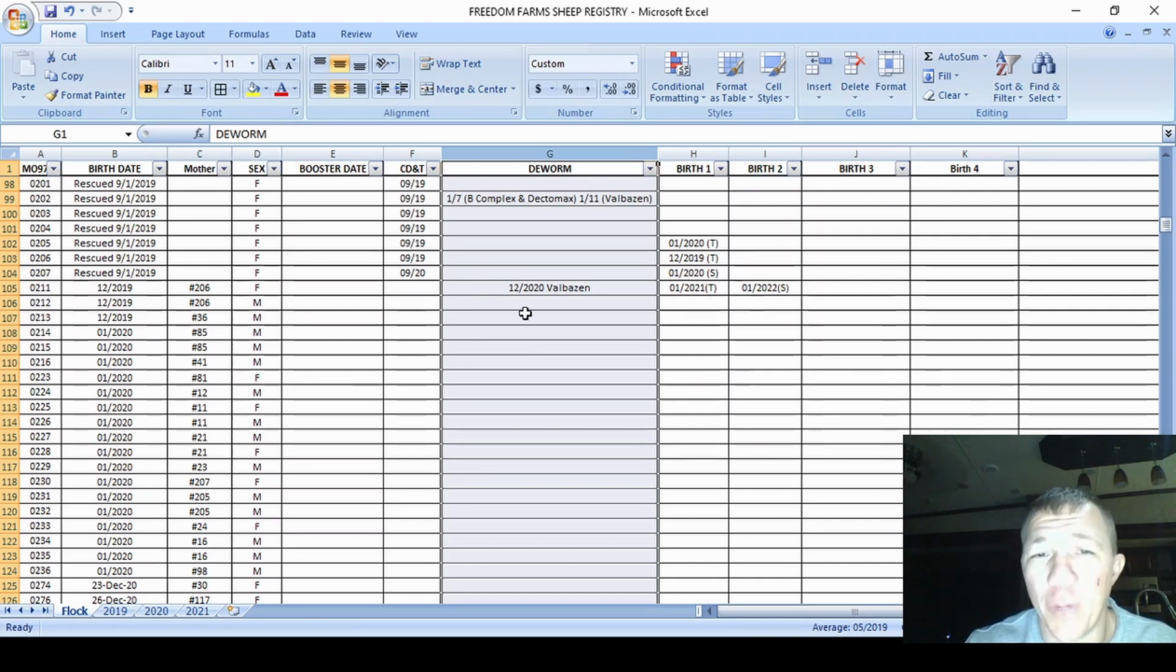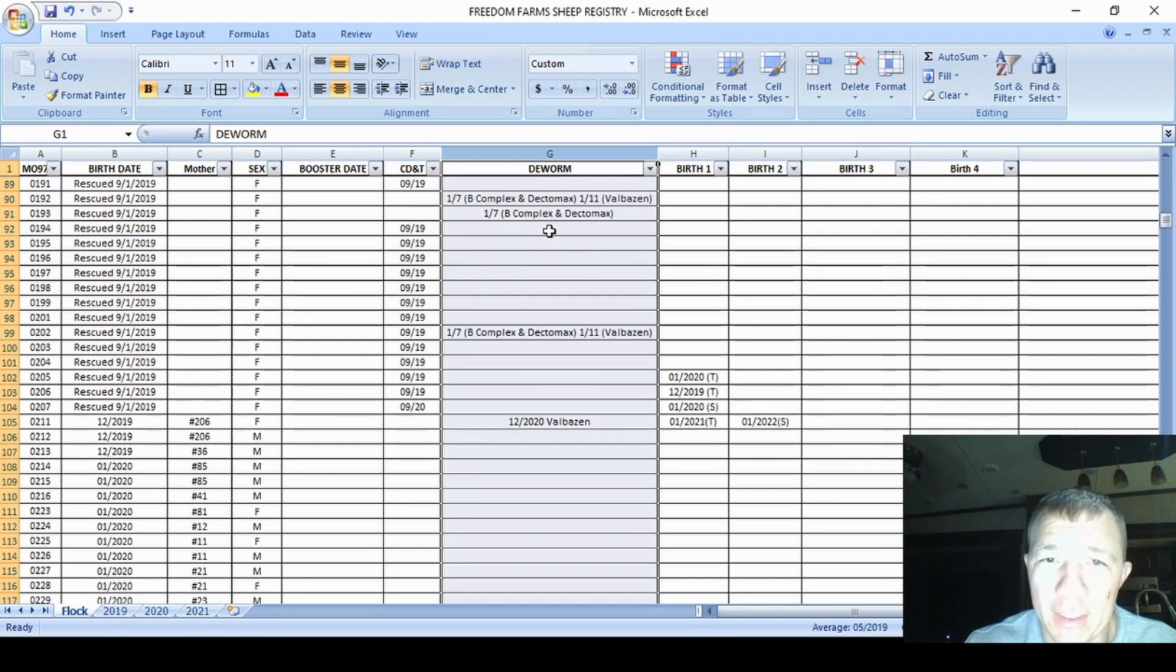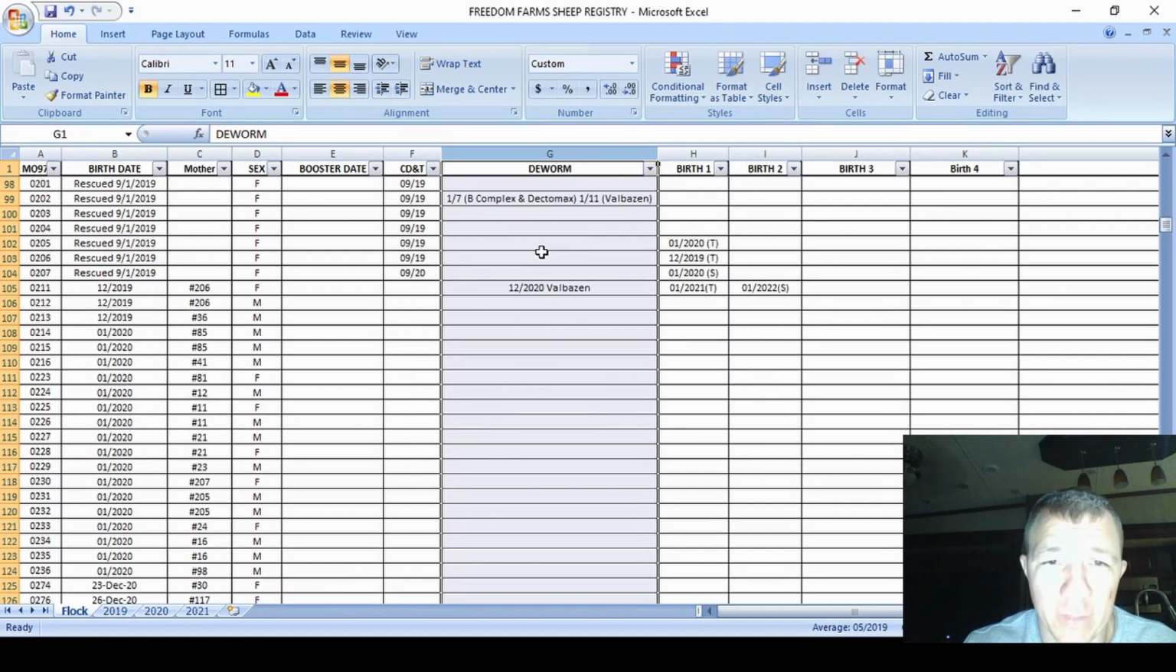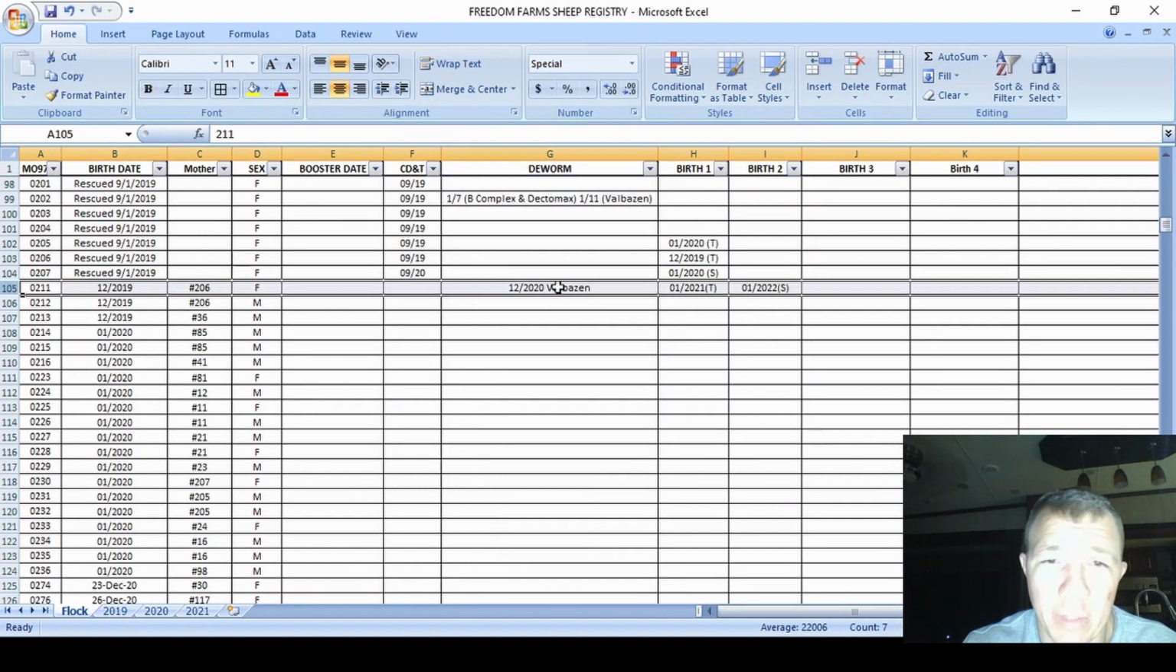But anyways, the purpose of the deworming record is to show, let's say, I used 211, I made an example out of her. Let's say that we dewormed her in December of 2020, right? But then she has another parasite issue in February of 2021, and then we'll say again in April of 2021. That tells me that she's not very parasite resistant and that she should probably be culled and not kept at our farm. She just doesn't have the genetics that we want to keep and breed into the remainder of our flock or the future of our flock.